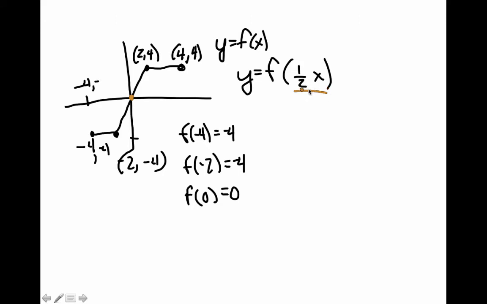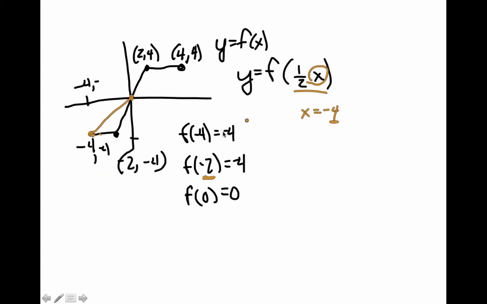But then I ask myself, what do I need to plug in for x so that I would get a -2? I have to plug in x equals -4 now. So that 1/2 has transformed this point, x equals -2, into x equals -4. Good? So that means I plug in a -4 here. -4 times 1/2, that's -2. f of -2, that's equal to -4. So I've transformed this point. It's moved over here, and now the graph does something like this.